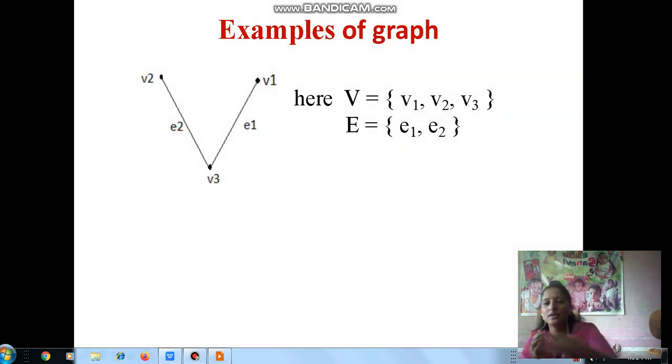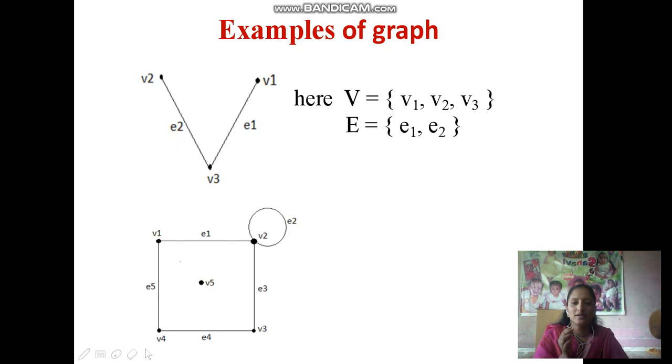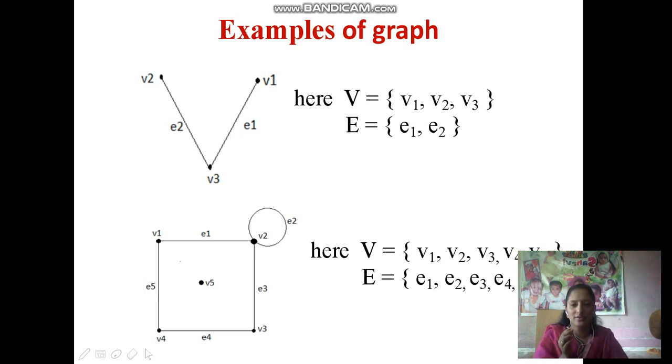Another example. Here in this graph, the vertex set V of the graph is V1, V2, V3, V4 and V5, and the edges are E1, E2, E3, E4 and E5. These are some simple examples of graph. That is, graph is the set of vertices and edges. Graph contains vertices and edges.